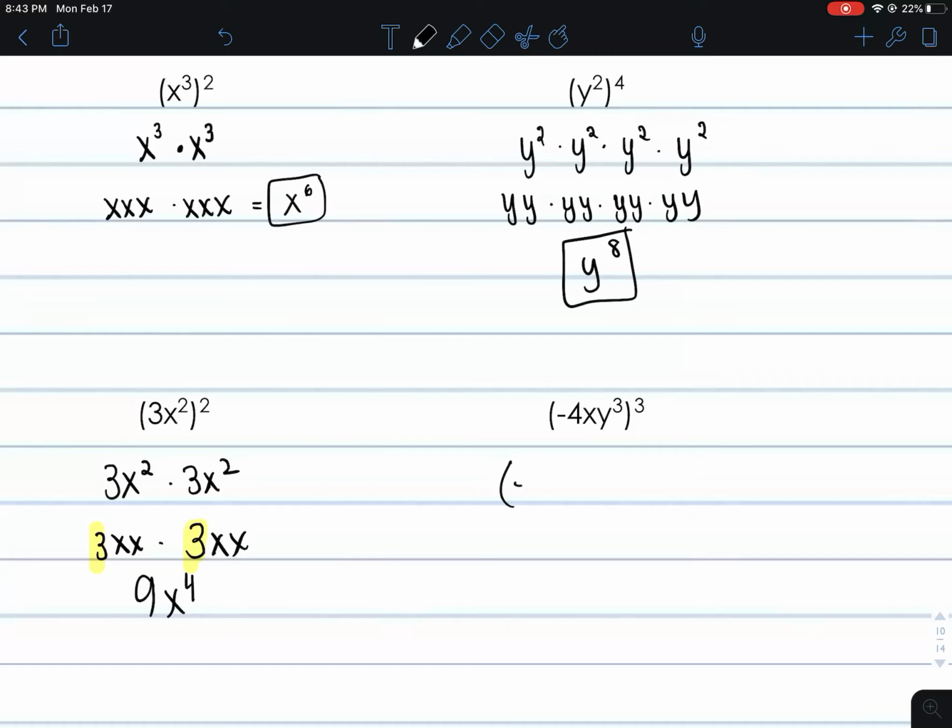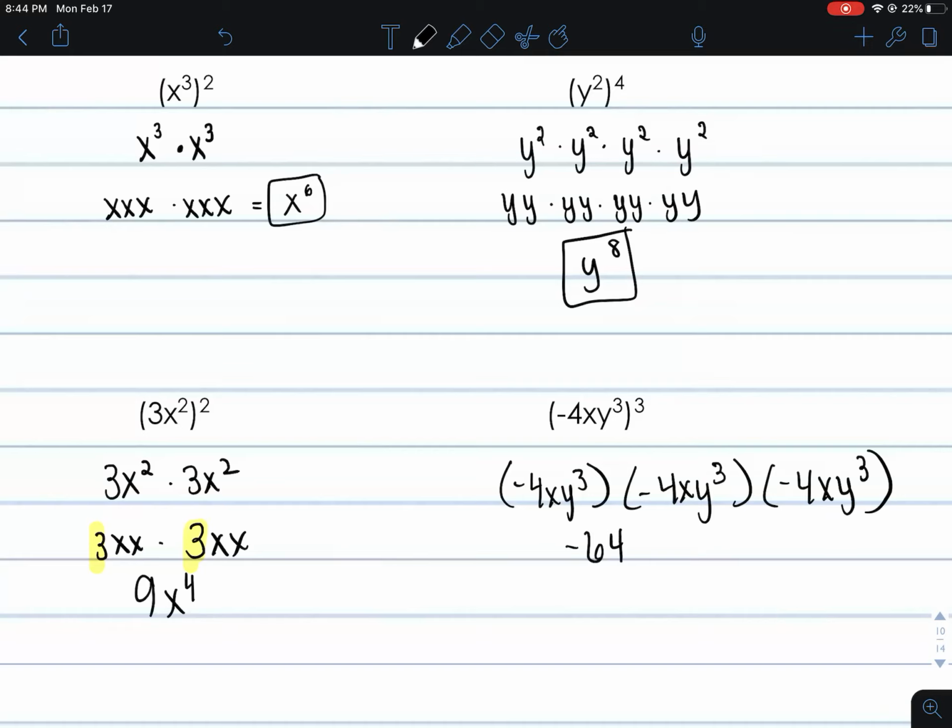And then the last one that I have, (negative 4xy cubed) 3 times. And sometimes you see it like this. Instead of the dot, you'll see the parentheses. Negative 4. There's just 3 of them. We'll multiply all the negative 4's together, and that's going to be negative 64.